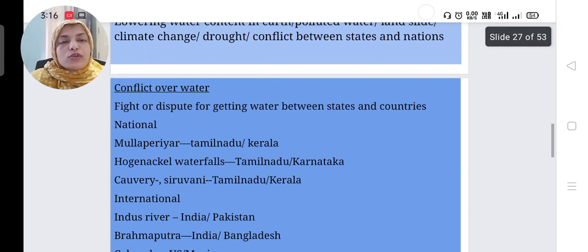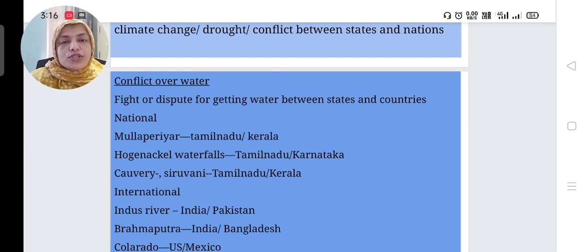Conflict over water means fight or dispute for getting water between states and countries. We know the Mullaperiyar issue between Tamil Nadu and Kerala. Then there are also national issues. Then Hogenakkal waterfalls, that is an issue between Tamil Nadu and Karnataka. Then Kaveri and Siruvani, that is also an issue between Tamil Nadu and Kerala.